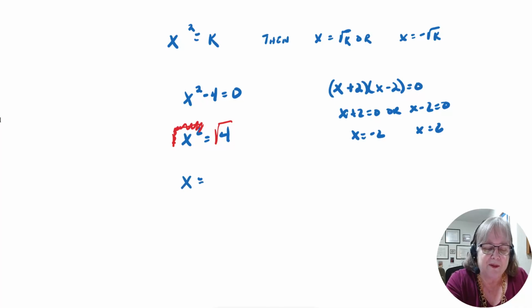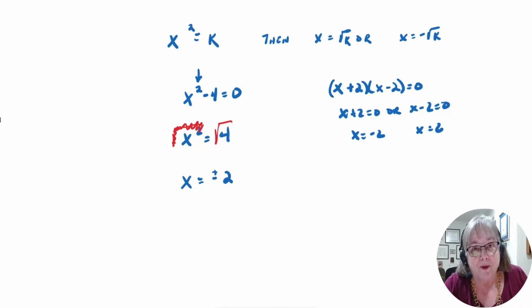But remember, this wanted two answers. The degree was 2. And when you square root 4, what could you have squared to get 4? Well, if you square a plus 2, you'll get 4. And if you square a negative 2, you'll get 4. So there were two possibilities.